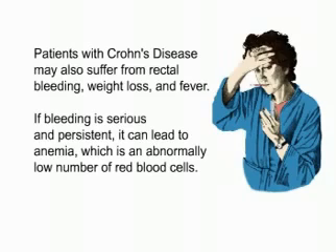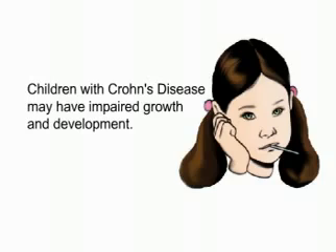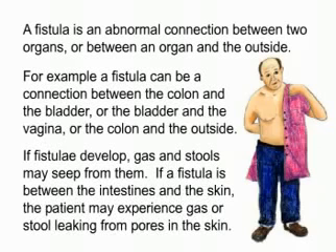If bleeding is serious and persistent, it can lead to anemia, which is an abnormally low number of red blood cells. Children with Crohn's disease may have impaired growth and development. A fistula is an abnormal connection between two organs or between an organ and the outside. For example, a fistula can be a connection between the colon and the bladder, or the bladder and the vagina, or the colon and the outside. If fistulae develop, gas and stools may seep from them.